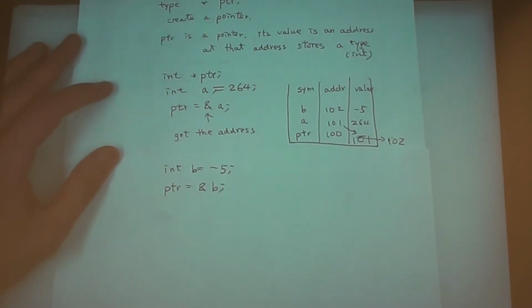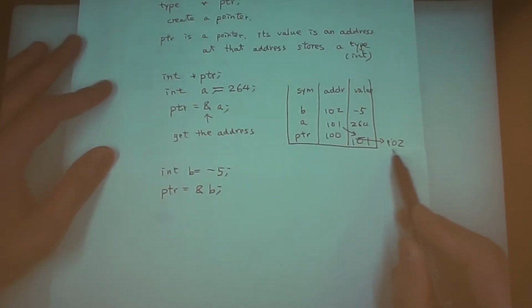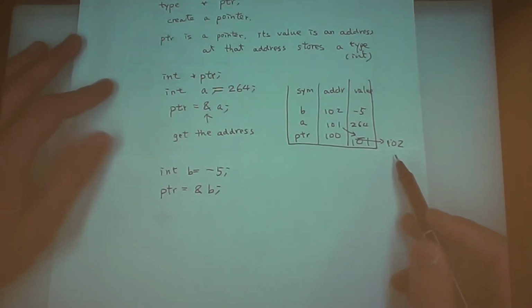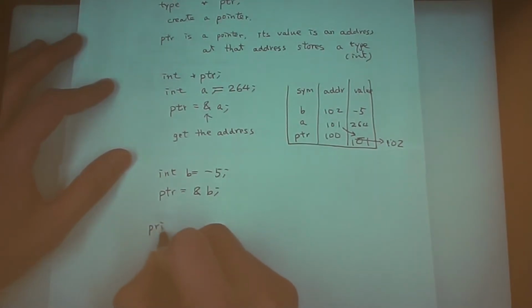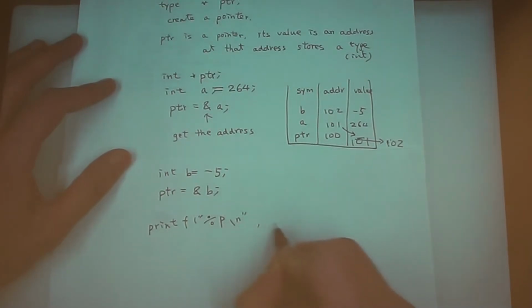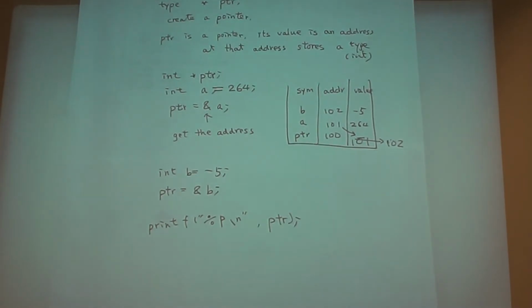What if you print PTR? If you print PTR, you will print this value, the address, not the value. It's probably some strange value. How do you print a pointer? You need to use percentage %p, to mean you want to print a pointer. Let's say I put a new line there. I say PTR. You get some strange value. As I already said, you don't control the address. So the compiler and operating system will give you an address.